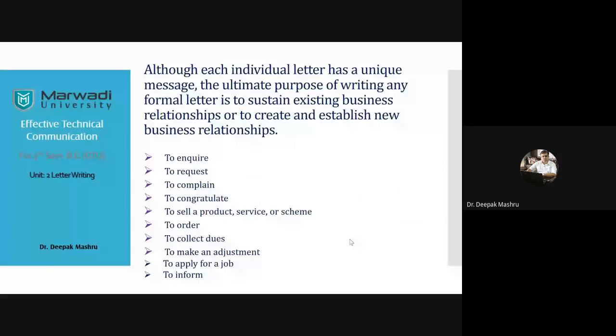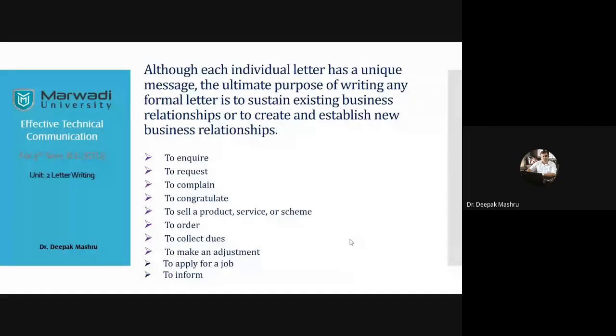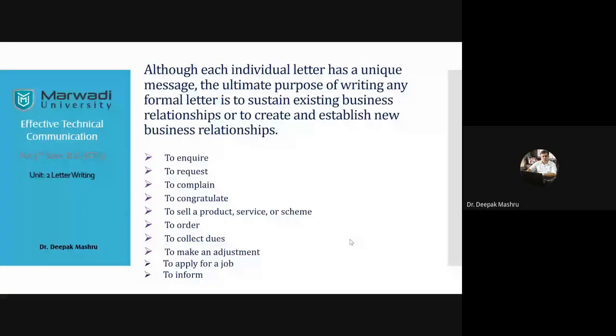Okay. Now, if you can see on the screen, I have listed a few purposes, objectives of writing a letter: to inquire, to request, to complain, to congratulate, to sell a product, to order, to collect dues, to make an adjustment, to apply for a job, to inform, and there are a lot many. But if you go very specifically to business communication, we will find that there are mainly two parties, seller, that is supplier, and customer. So we'll go about it.